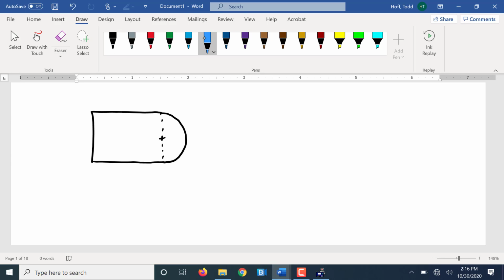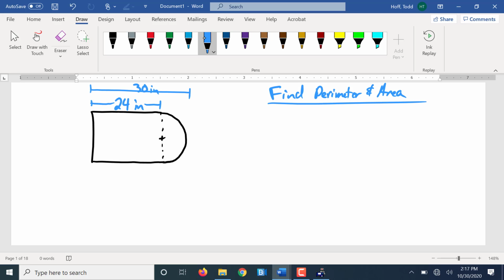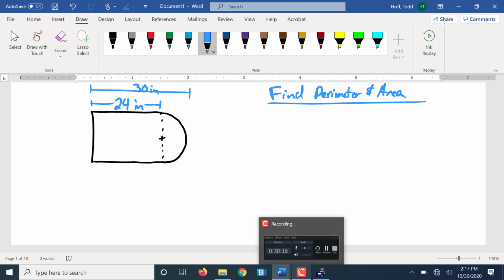So for something like this, if I tell you that that side is 24 inches, and this is 30 inches, find the perimeter and area. I'll give you a couple minutes to work on this. We'll go over it and then we'll take our break.